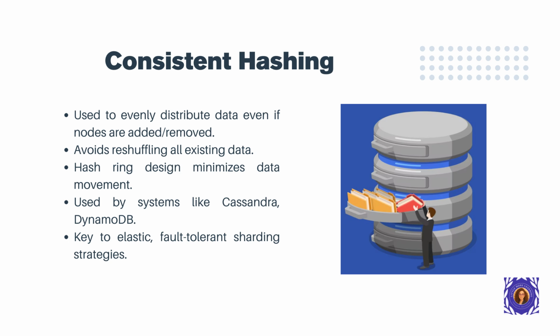When you add a new node, only a small fraction of data needs to be redistributed, primarily affecting its immediate neighbors on the hash ring. This technique is used by distributed databases like Cassandra and Amazon's DynamoDB. It's what makes these systems elastic and fault-tolerant, allowing them to scale horizontally without major disruptions. For applications that need to grow dynamically with user demand, consistent hashing is an essential component of your sharding strategy.